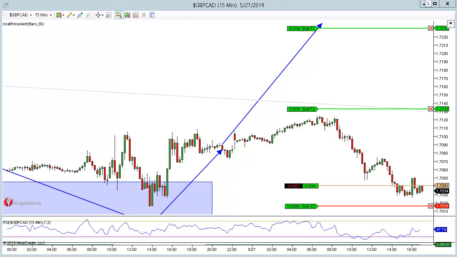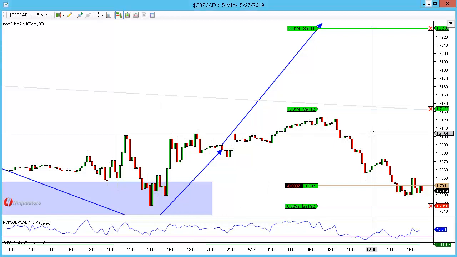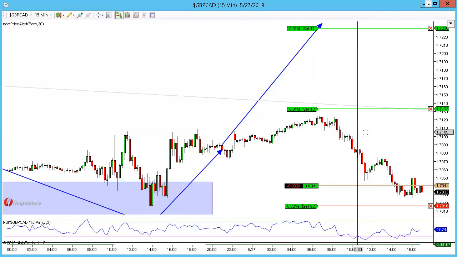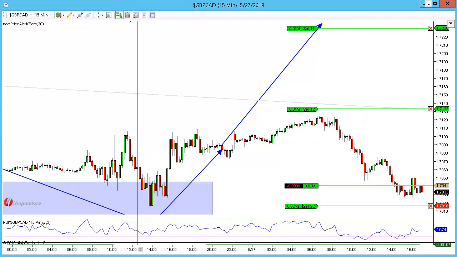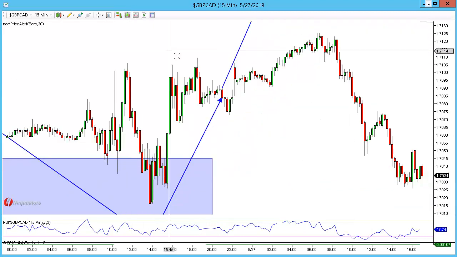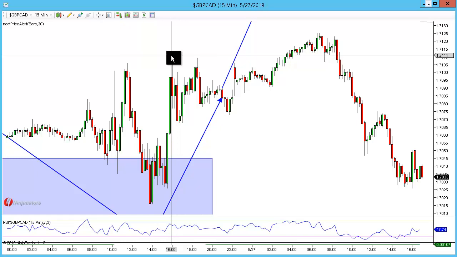Okay, we are here on the pound CAD, currently on the 15, and what I've done here is I've been very aggressive, if I'm honest, in terms of the entry. On the pound CAD we have a daily bat or Gartley pattern, and I've used a lower time entry here, quite an aggressive approach. I'm just going to talk through the higher time frame analysis.